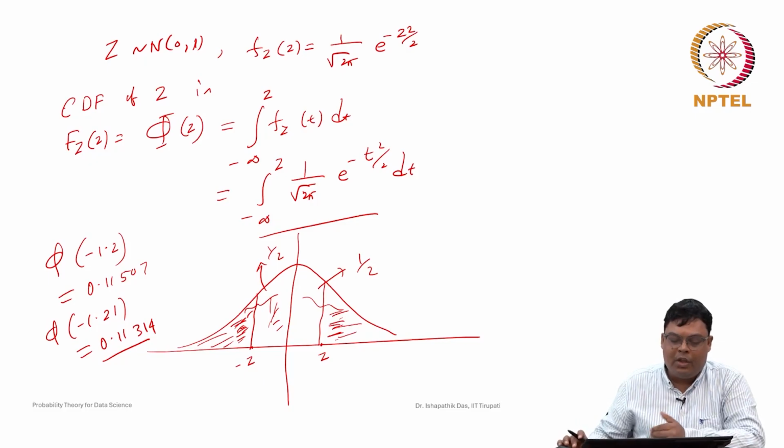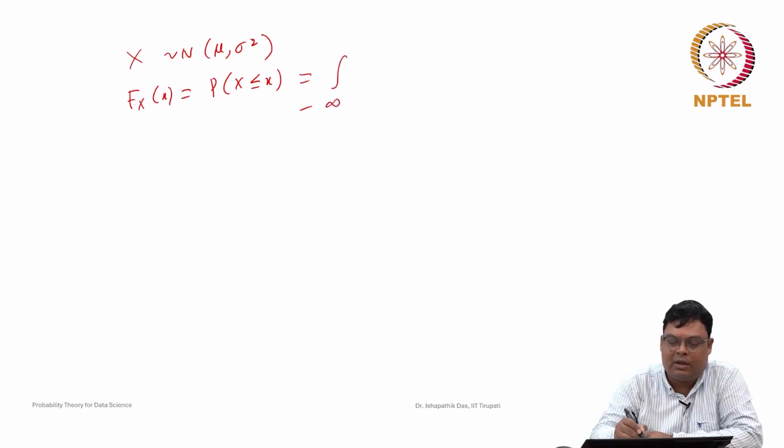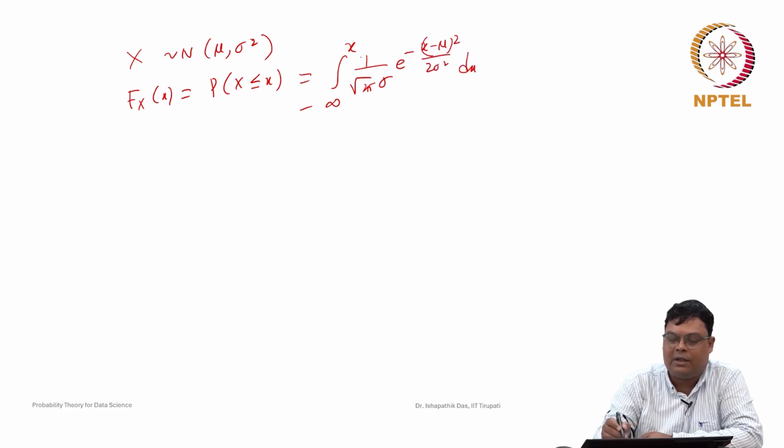Now, once you know the probability for the standard normal variate, suppose X is any normal distribution with any mean mu and variance sigma square, and you want to find F_X of x, which is the probability that X is less than or equal to x. This is also not tractable, because the integration is from minus infinity to x of 1 by root 2 pi sigma e to the power of minus and so on, the density function of the normal distribution with mean mu and variance sigma square, dx. You cannot find this easily.